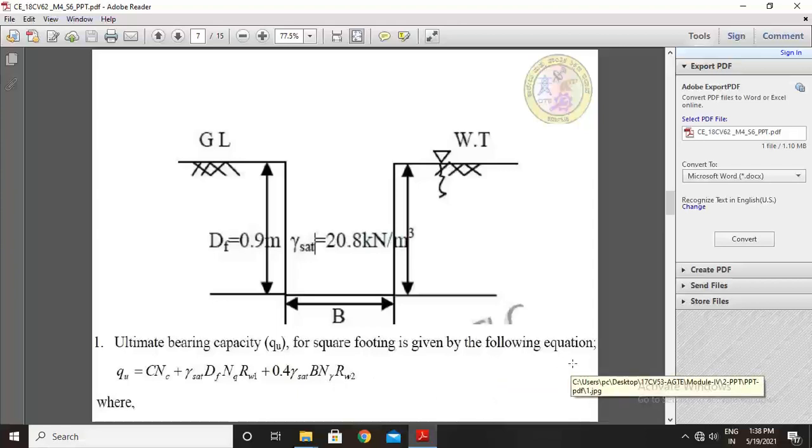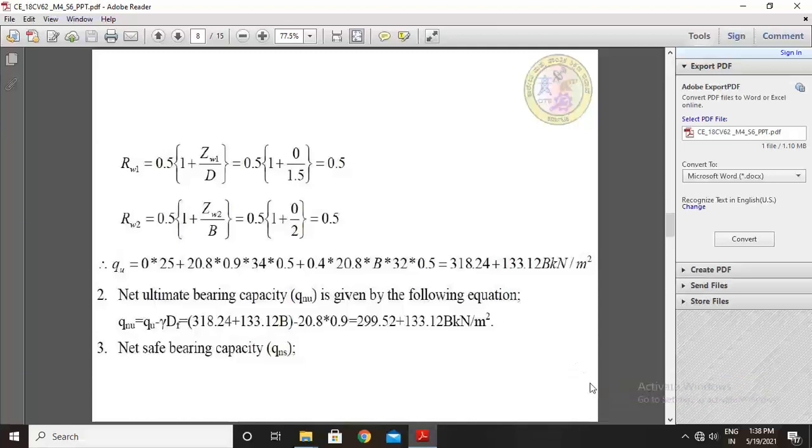So from the equation, Rw1 is calculated by this relation 0.5 times 1 plus Zw1 by D. So here Zw1 is 0 because the water table is at the ground surface. So Rw1 is 0.5. Rw2 is 0.5 times 1 plus Zw2 by B. So here in this equation Zw2 is also 0, so Rw2 is 0.5.